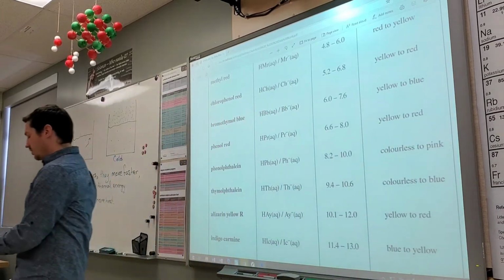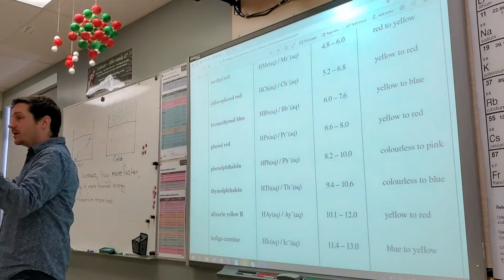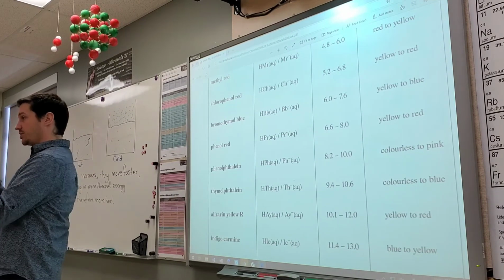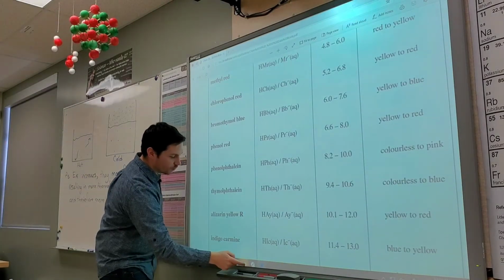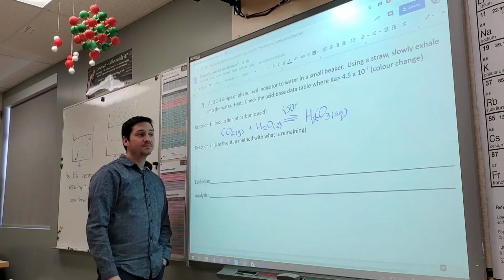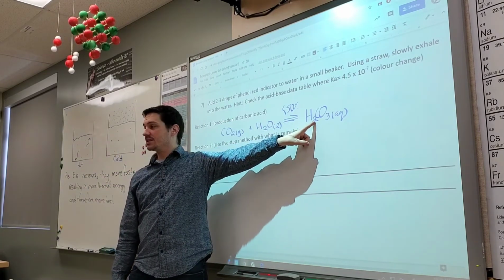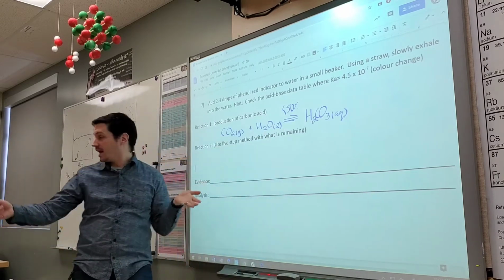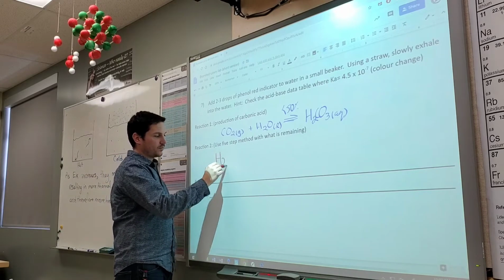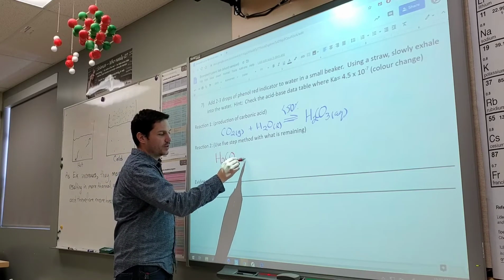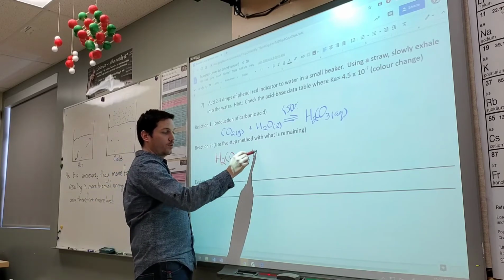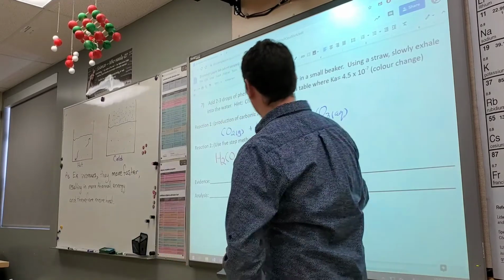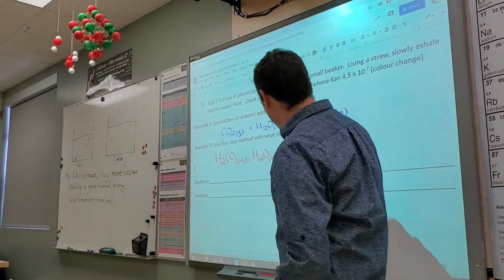When I add carbonic acid by blowing into the solution, the acid reacts with the base version, BB minus, okay? So what we get is H2CO3. Is this a weak acid or a strong acid? It's a weak acid, so it's not going to break up. H2CO3 aqueous could react with water, or it could react with BB minus.